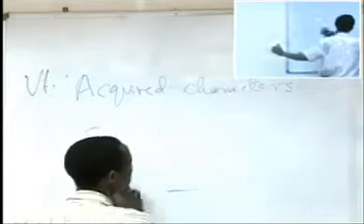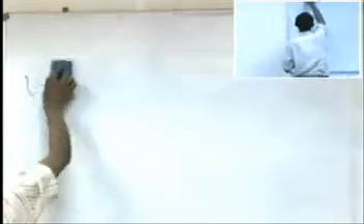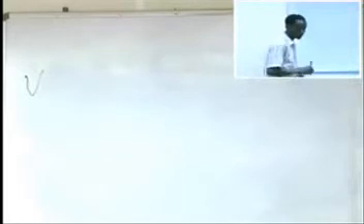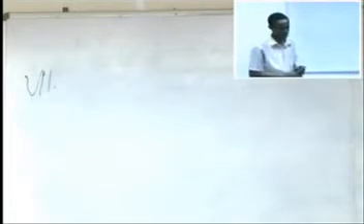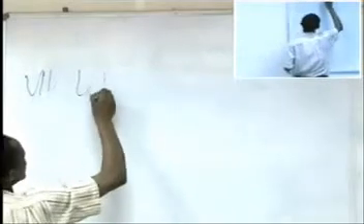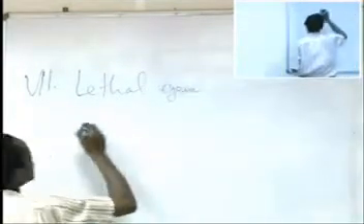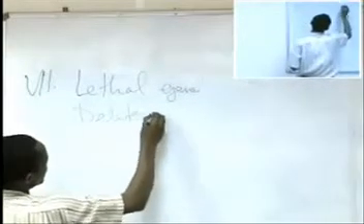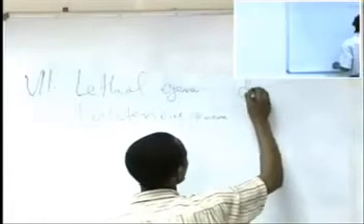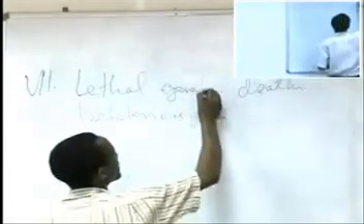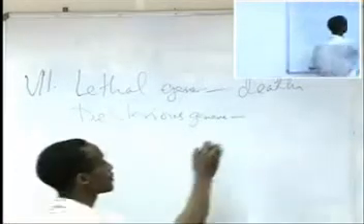Let's go to Roman 7. Roman 7 says the lethal genes differ from deleterious genes in that... These lethal genes are genes which cause death. And these deleterious genes are harmful genes, which may not necessarily cause death.